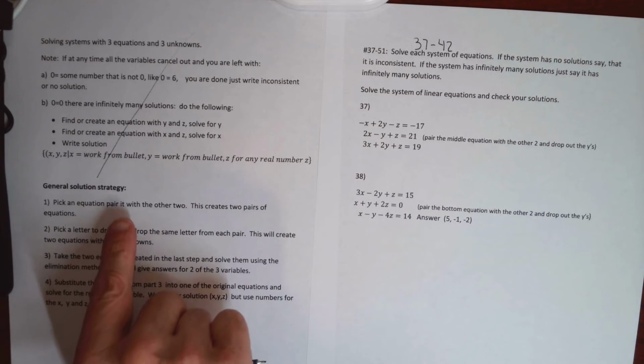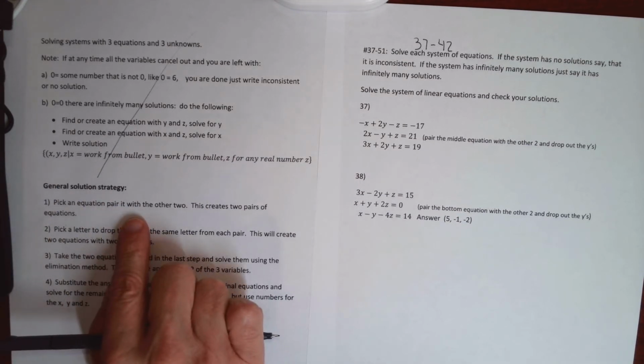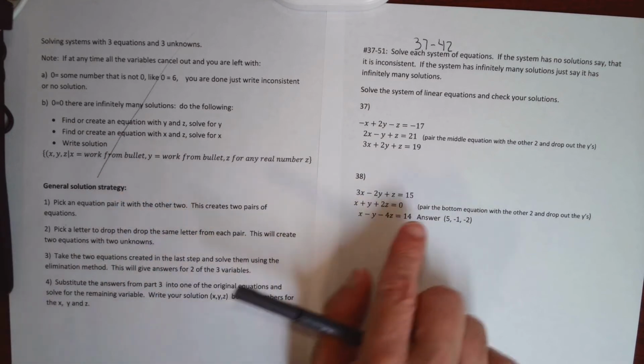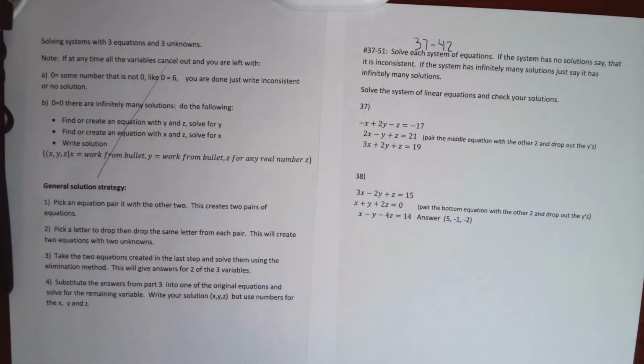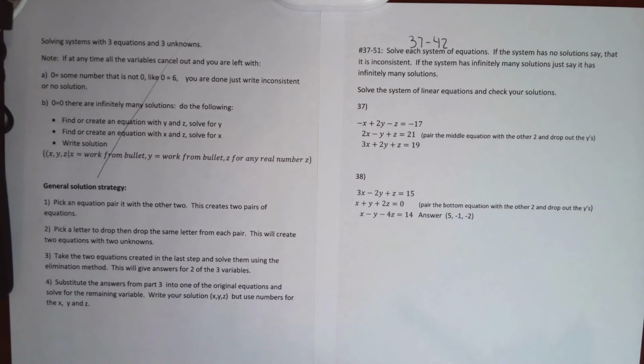So I wrote a skeleton of steps here. Step 1, pick one equation and pair it with the other 2. Sometimes I tell you what I want you to do for step 1. That would be because it makes it easier for me to grade. Our work can look remarkably different if we don't follow the same steps, but we can still get the same answer. So just to make it easier for you to follow and for me to follow when I'm grading, sometimes I tell you what to do.